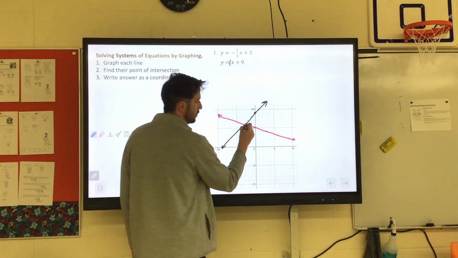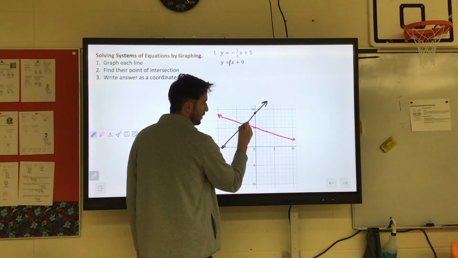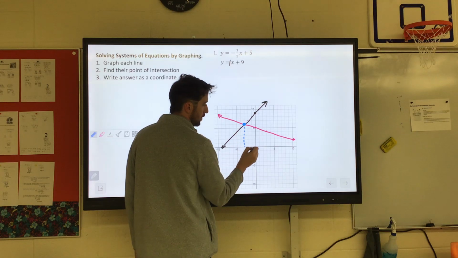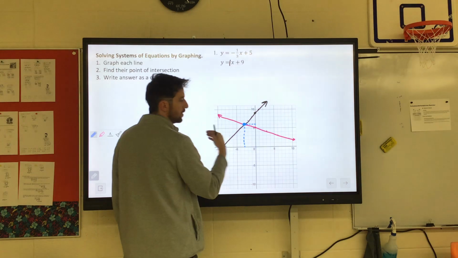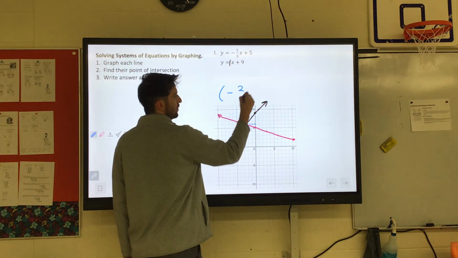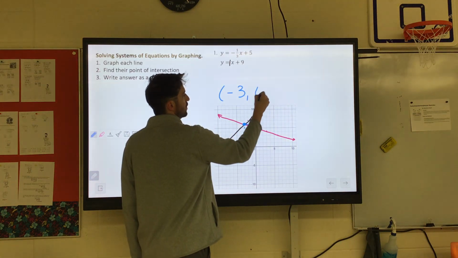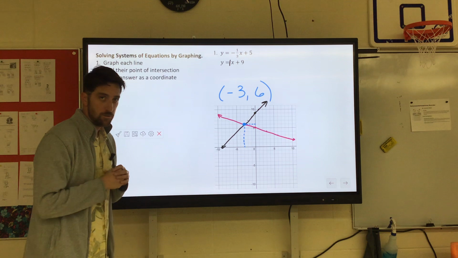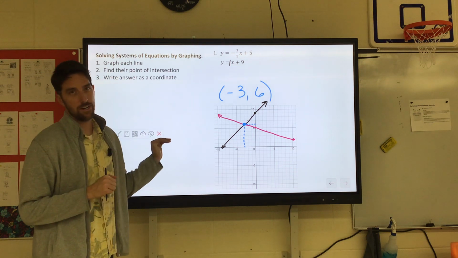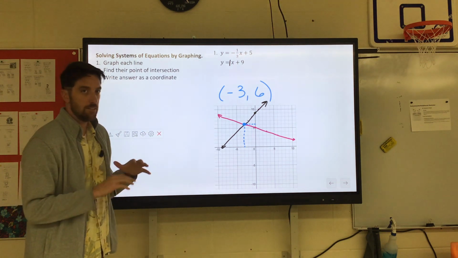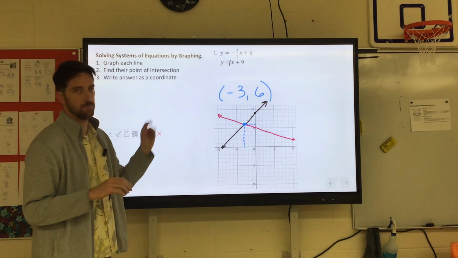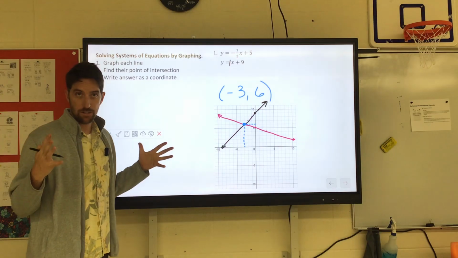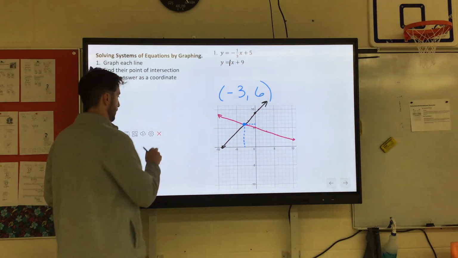So this is the super important coordinate for us, which is, it's to the left 3, so that would make the x negative 3, and it's up 6. So the coordinate would be negative 3, 6. You can substitute that into both equations for x and y, and they both work. That's the only combination that will work for both equations. So that's what we're trying to find here.